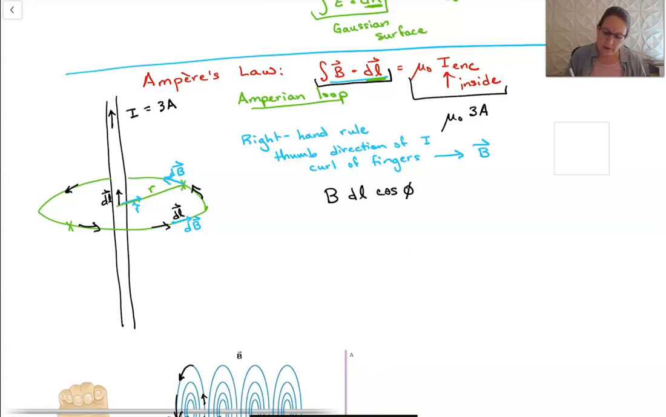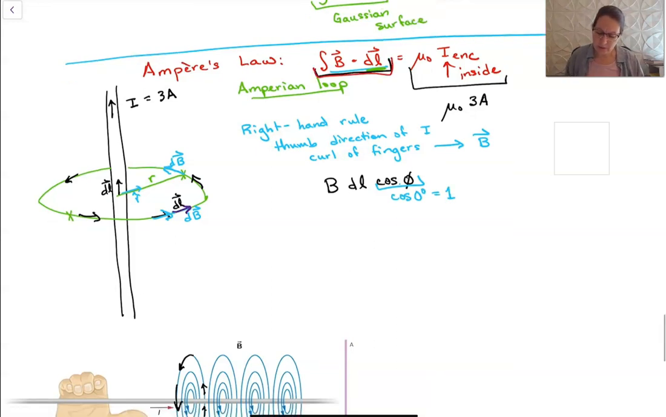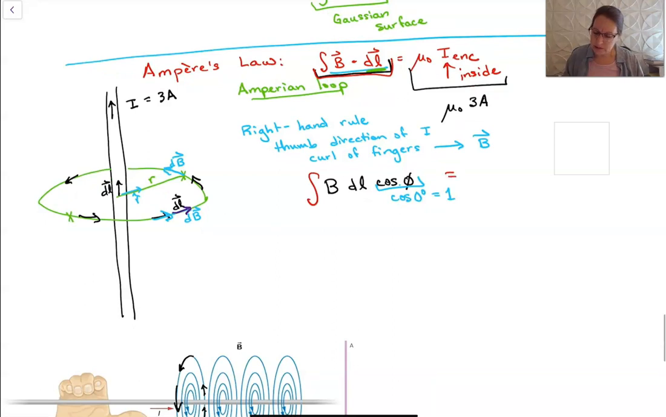If we look at this, dl is a little piece of the loop, and B is in that same direction. So the angle between these two, the cosine, would be cosine of 0 degrees, which is a 1. And the left-hand side, this integral, is equal to mu naught times 3 amps.